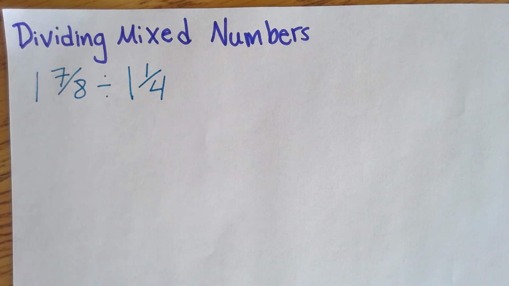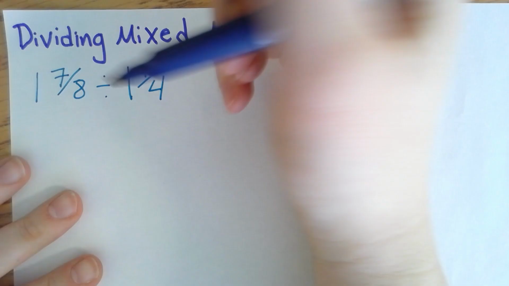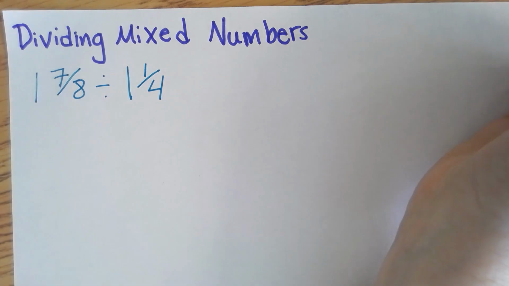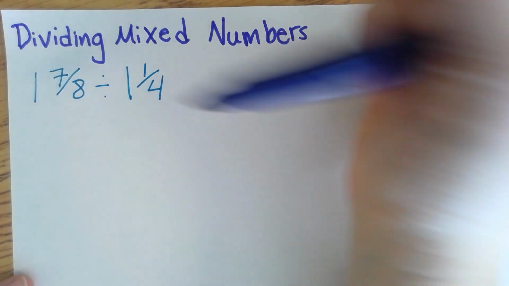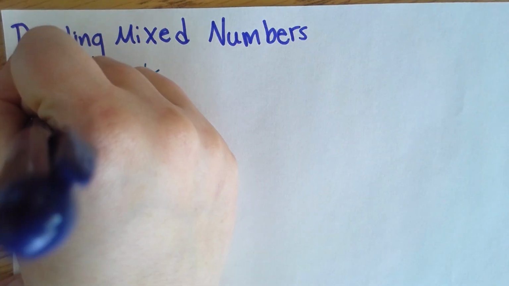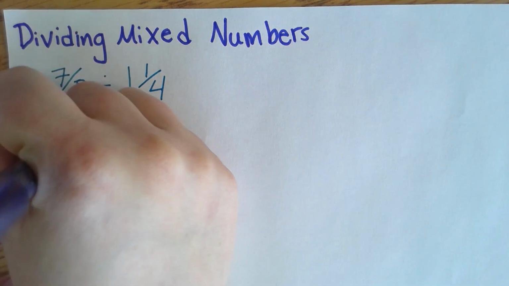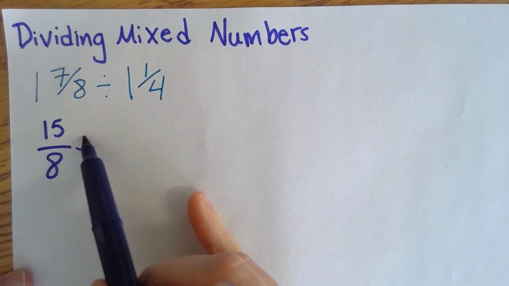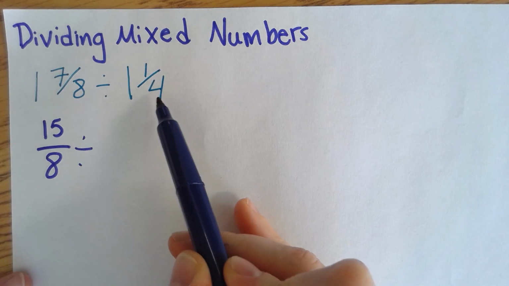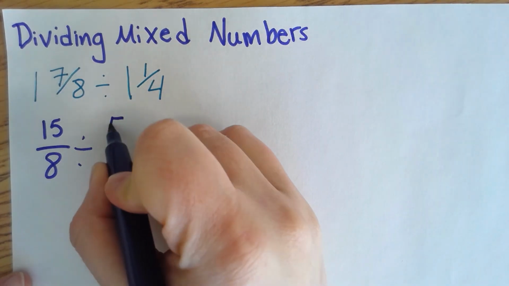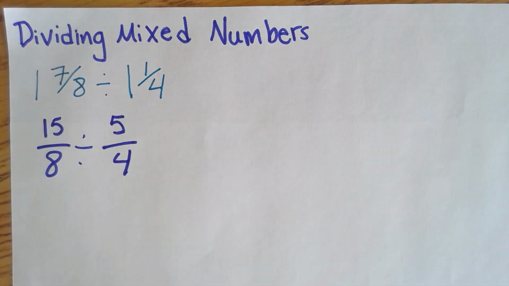Dividing mixed numbers. When it comes to dividing mixed numbers, generally speaking, I find students find it a lot easier when they change both of them into improper fractions. So 1 7/8 as an improper fraction, we would go 1 times 8 plus 7, which would give me 15/8. And then 1 1/4, so 1 times 4 plus 1 is going to give me 5/4.